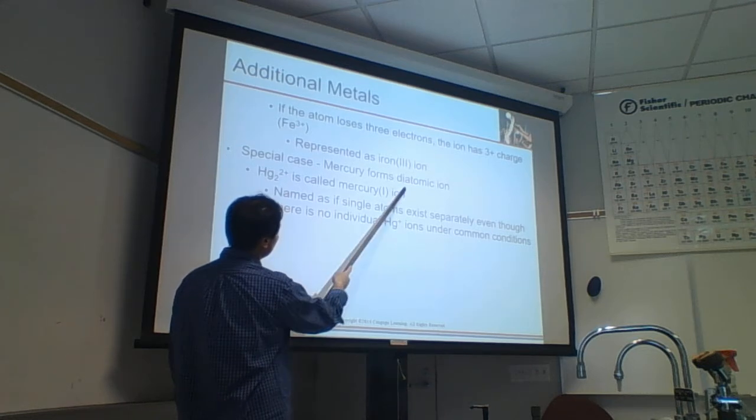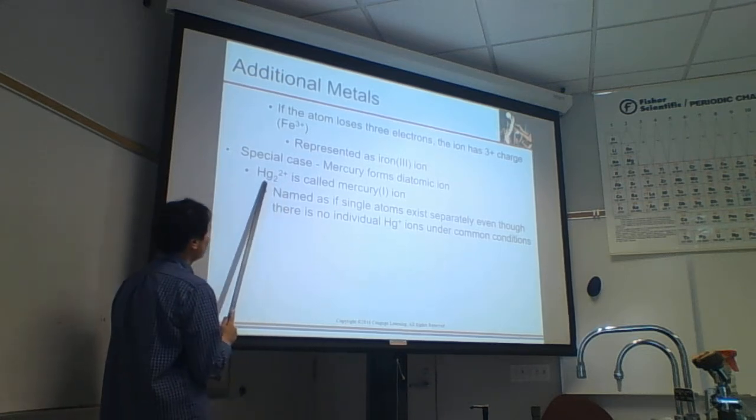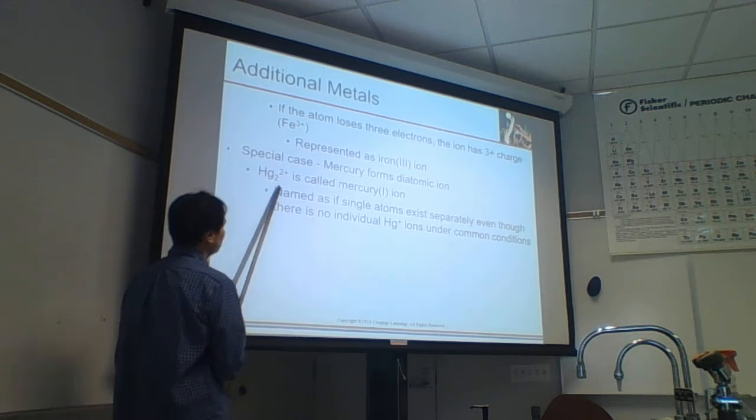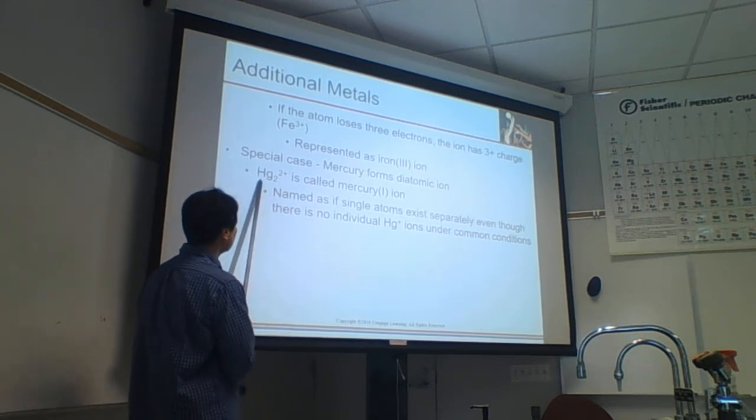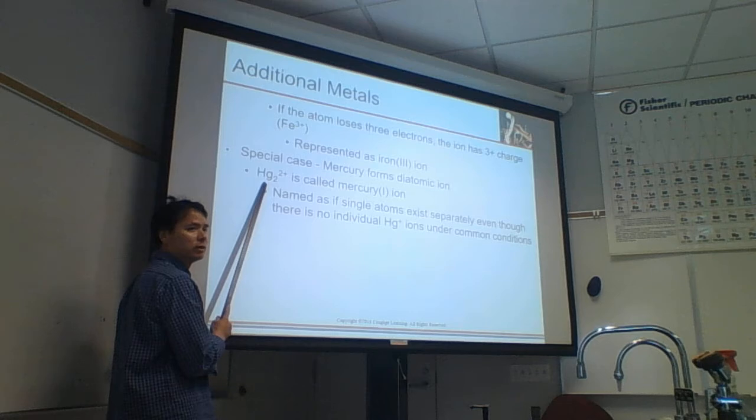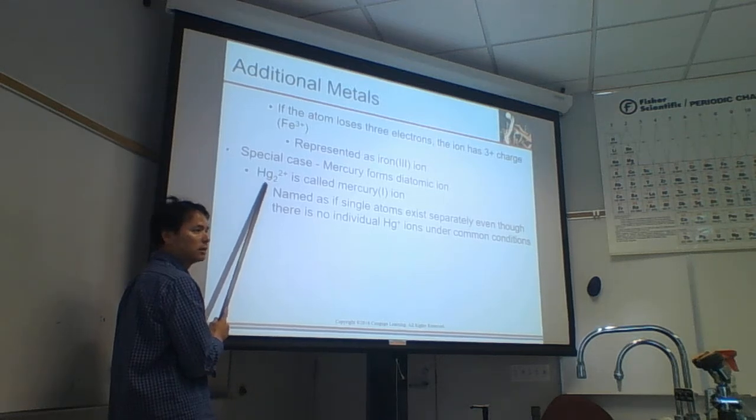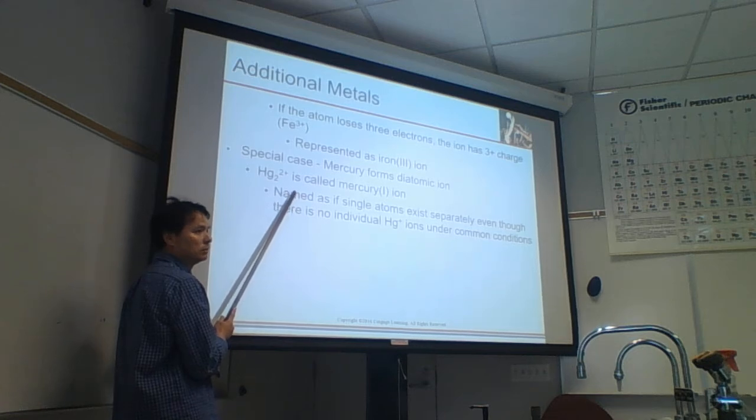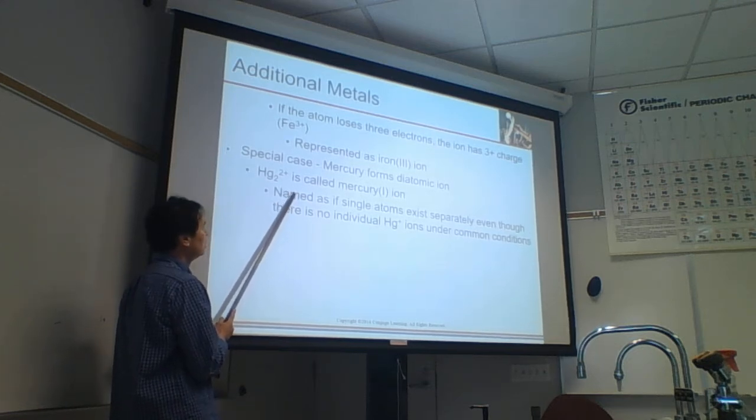Special cases, this is what we call a diatomic ion. It's a 2-atom ion. So we have 2 atoms of Hg. What is Hg? Mercury. And so this is called diatomic, but the name is kind of funny. We don't call this dimercury ion. You'd like to call it dimercury, right? Because it's 2 atoms. But we don't. We call it mercury(I).